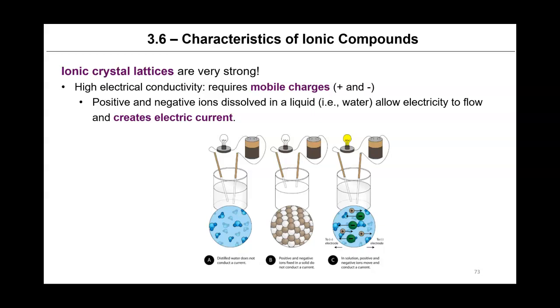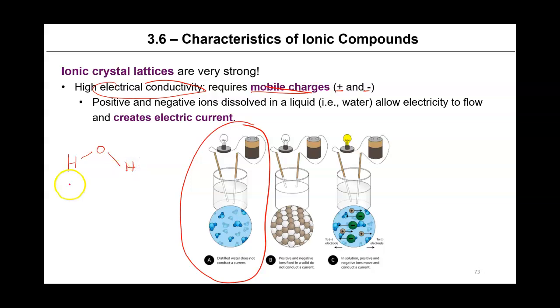In addition to very high melting point and being brittle, ionic compounds have an interesting quality that when they are dissolved in a liquid, they will conduct electricity, but in the solid state, they won't. Now, why is this? Well, electrical conductivity requires mobile charges, mobile positive and negative charges. So if I take a sample of pure distilled water, the particle that makes up distilled water is electrically neutral water molecules, and such a sample would not conduct.